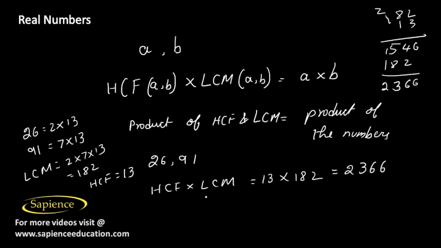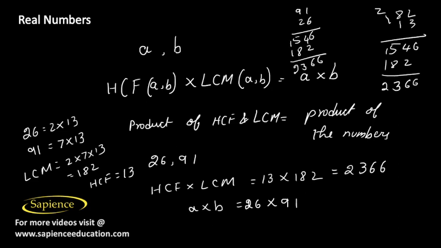Now we'll check what is the product of A and B. In this case the numbers are 26 and 91. So 91 multiplied by 26: 6 1s are 6, 9 6s are 54, 2 1s are 2, and 9 2s are 18. By adding we get 6, 4 plus 2 is 6, 8 plus 5 is 13, 2. We are getting 2366. So as you can see, we multiplied HCF and LCM of these two numbers, we are getting 2366. We multiplied the numbers itself, we are getting 2366.